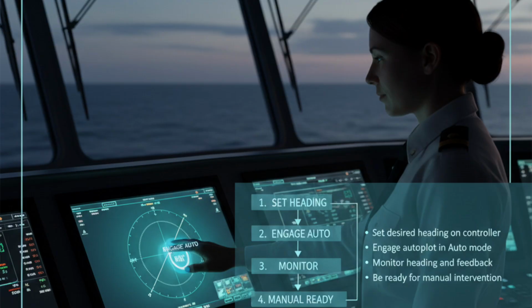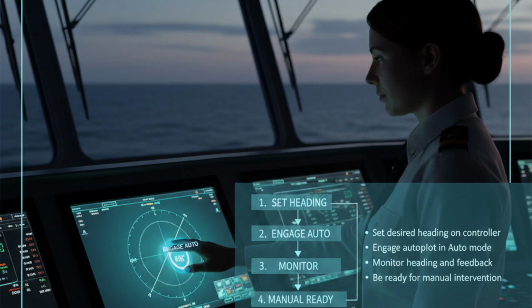Practical autopilot operation. Operating autopilot may look simple, but professional supervision is always required. First, the officer sets the desired heading on the control panel. After verifying gyro accuracy, autopilot is engaged in auto mode. The system begins calculating corrections automatically.